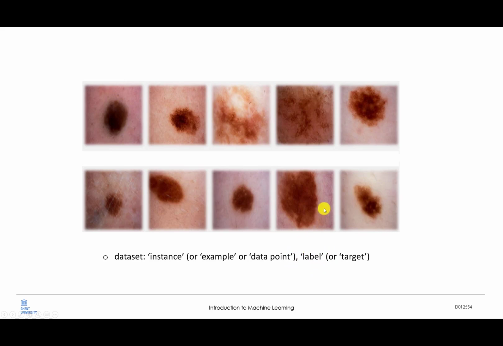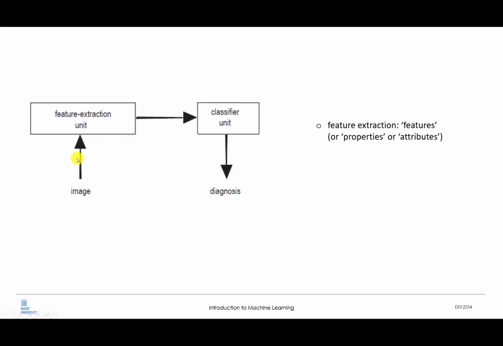They annotated each of these images as being benign, so nothing to worry about, or malignant, so cancer. Let's say that the top 5 here were annotated as malignant, and we have the benign ones here at the bottom. Okay. So that's the data set.